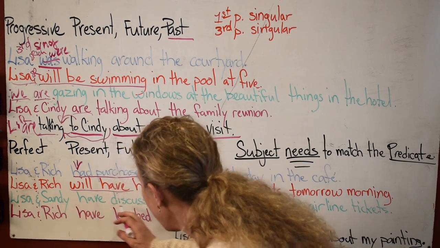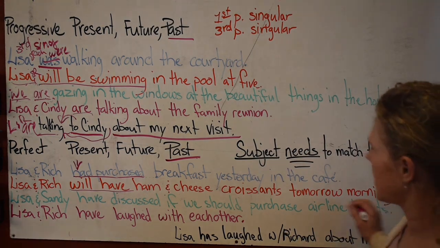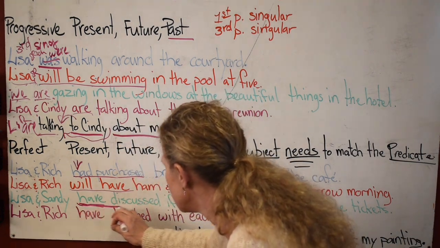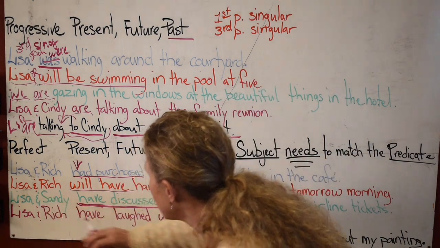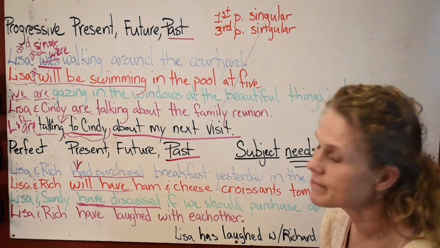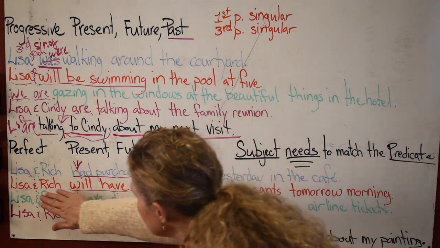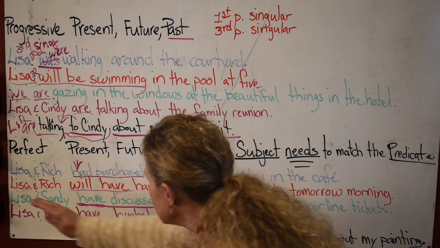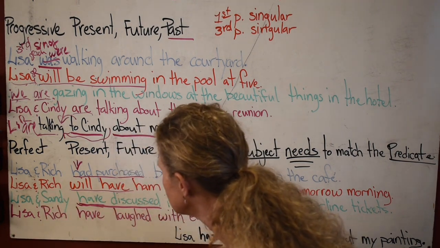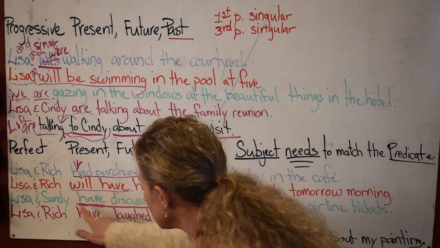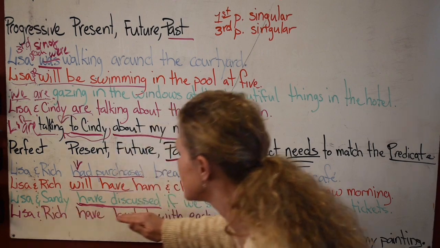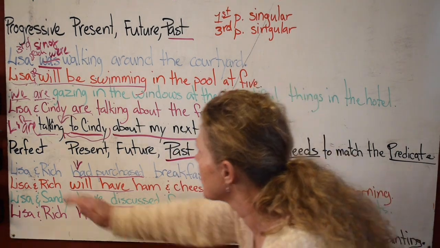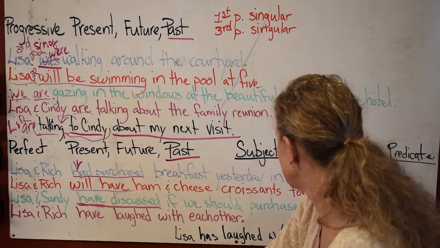Look, Lisa and Sandy have discussed if we should purchase airline tickets. This is the plural verb, Lisa and Richard. This is plural, and this is plural. But what if I change that to singular, what would it do? Has discussed. Lisa has discussed. So this is present tense, so this would have to turn to has. Lisa has discussed if we got rid of Sandy. So, because this is in third person plural. If it was in third person singular, this have would switch to has in the perfect tense. Do you see that? Yep.